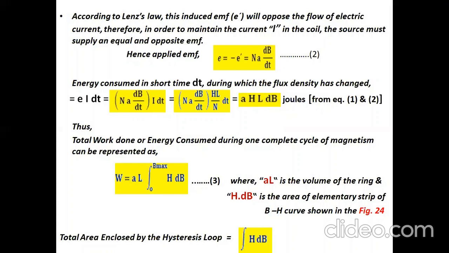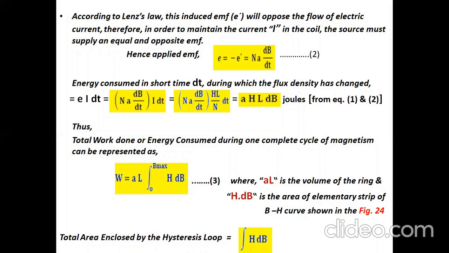Energy consumed in short time dt, during which the flux density has changed, equals E I dt, and NA dB/dt into I dt equals NA dB/dt. I means HL by N dt. Then it equals A, the cross-sectional area, H into L dB joules, from equations 1 and 2.